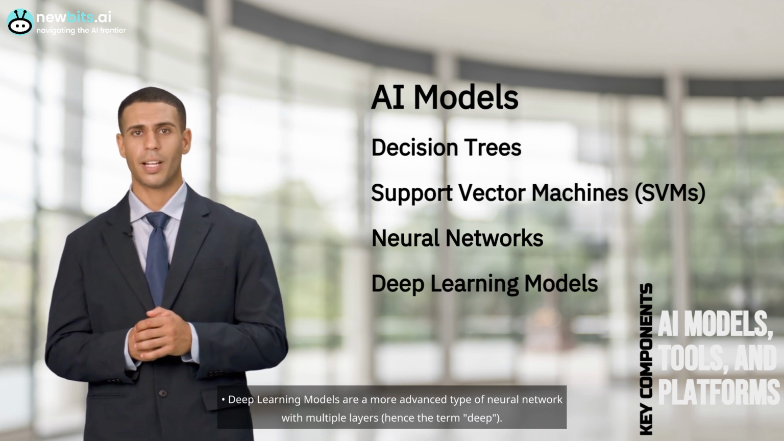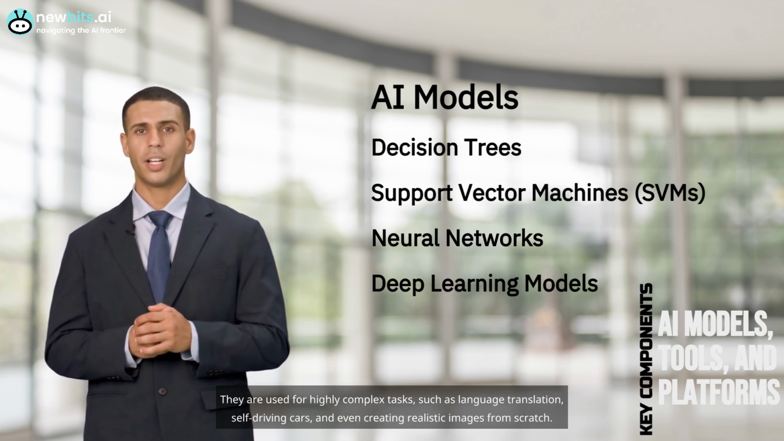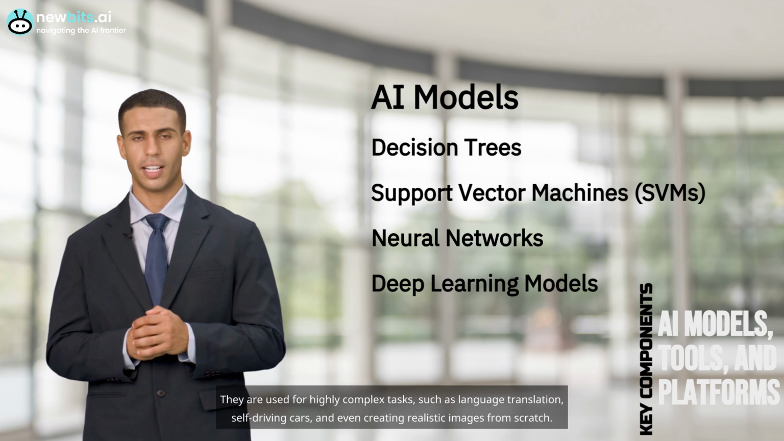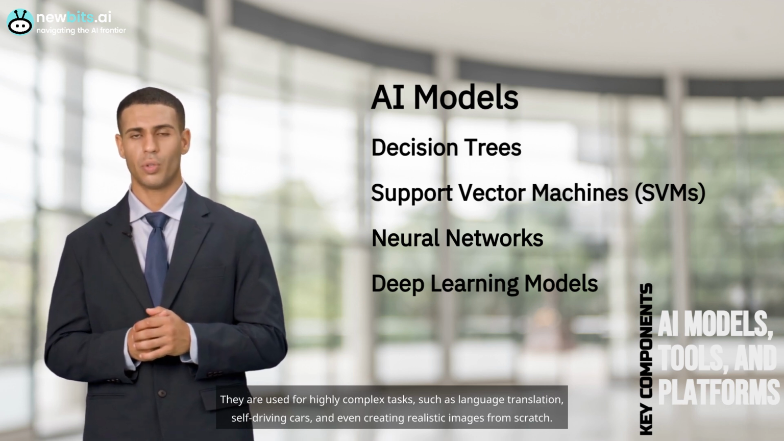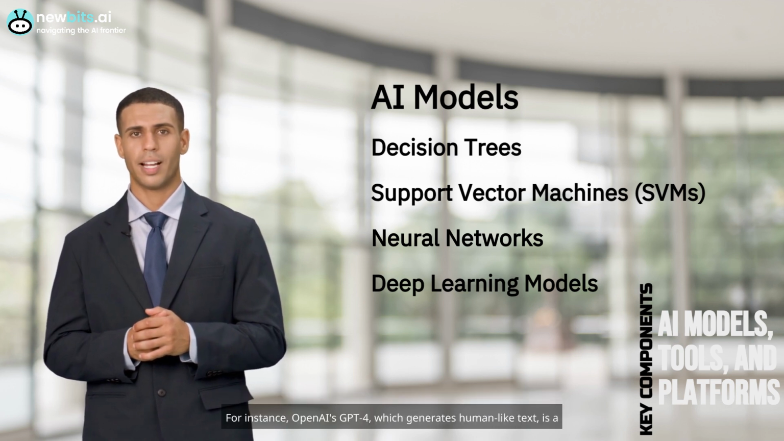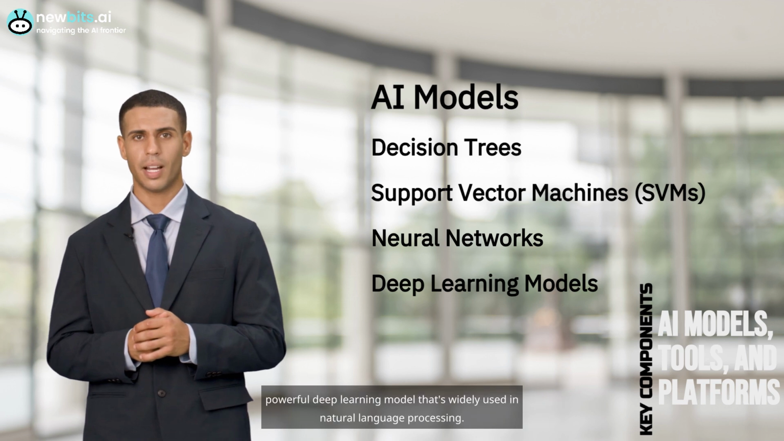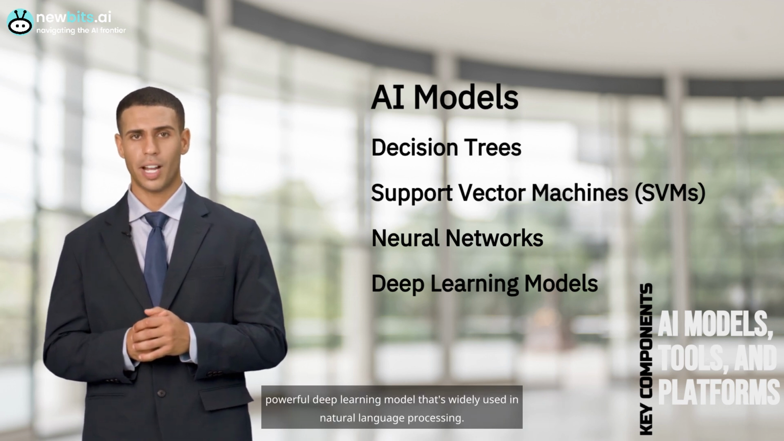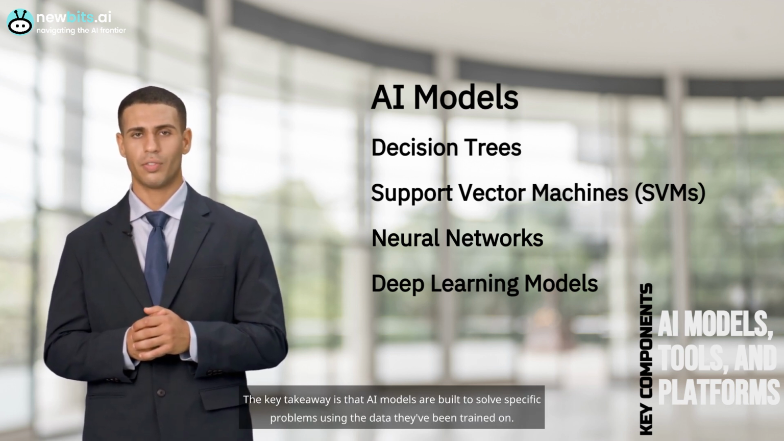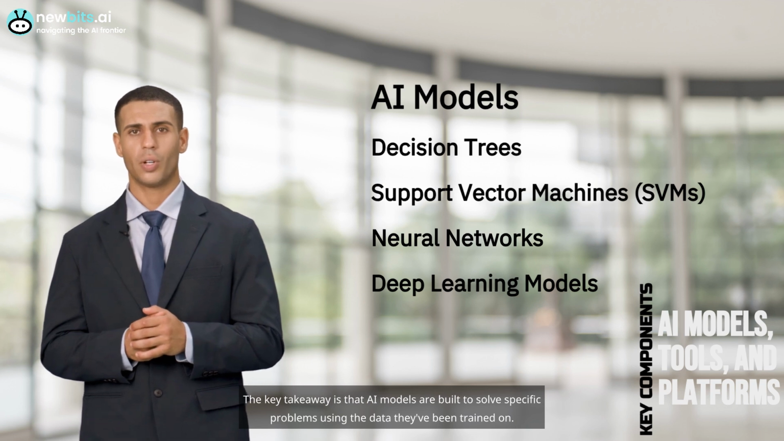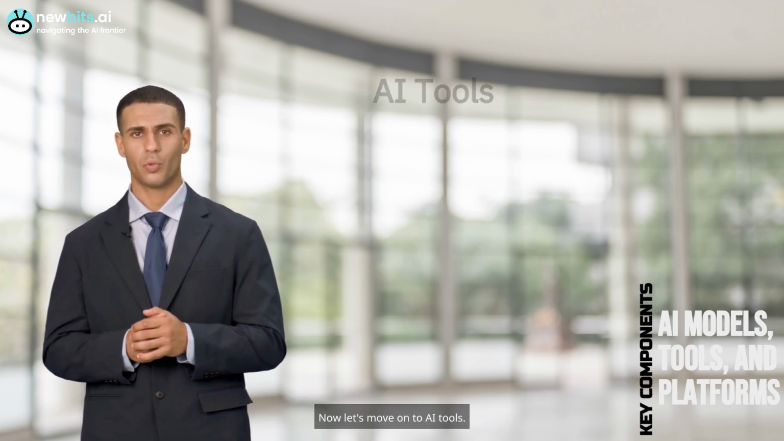Deep learning models are a more advanced type of neural network with multiple layers, hence the term deep. They are used for highly complex tasks such as language translation, self-driving cars, and even creating realistic images from scratch. For instance, OpenAI's GPT-4, which generates human-like text, is a powerful deep learning model that's widely used in natural language processing. The key takeaway is that AI models are built to solve specific problems using the data they've been trained on. Now let's move on to AI tools.